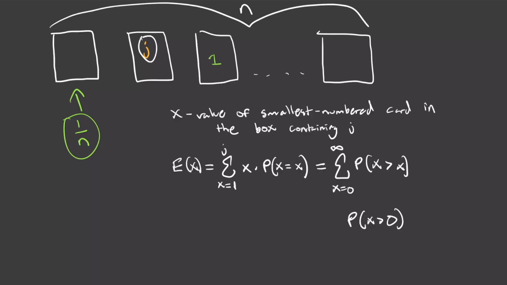Well, j is going to be in this box no matter what, because we're looking at the box containing j. So it's going to be at least j. So the probability that the smallest numbered card in the box containing j is greater than 0 is going to be 100%. Now let's look at the probability that x is greater than 1.